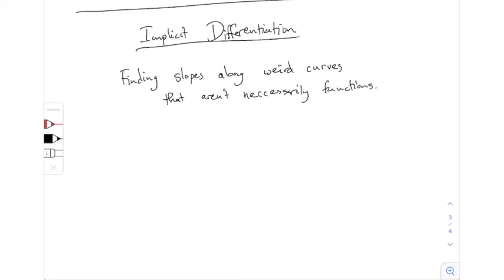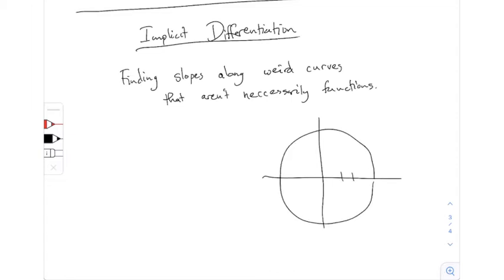All right. I'm referring to something like a circle, right? I mean something that you know the equation of, but it doesn't technically make a function. Something like a circle. For example, if I have a circle with radius 3 like that, can you tell me what the slope is right there, where x equals 1 and y equals something? What is the slope right there?